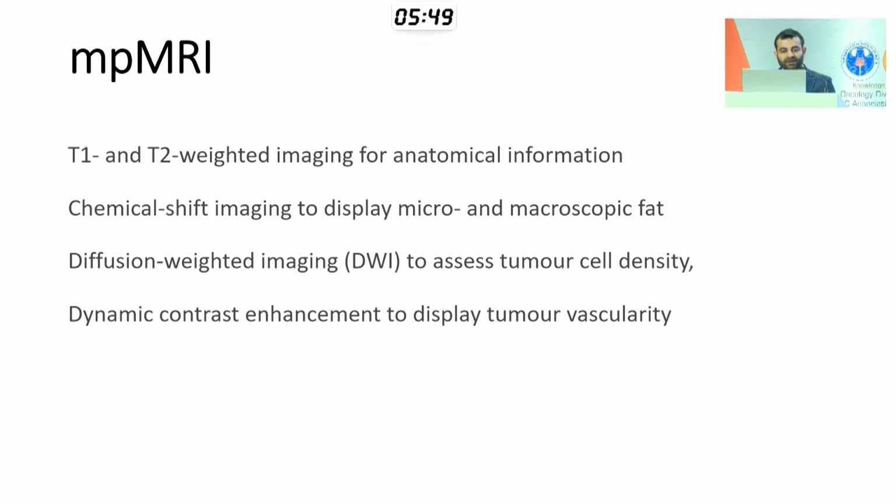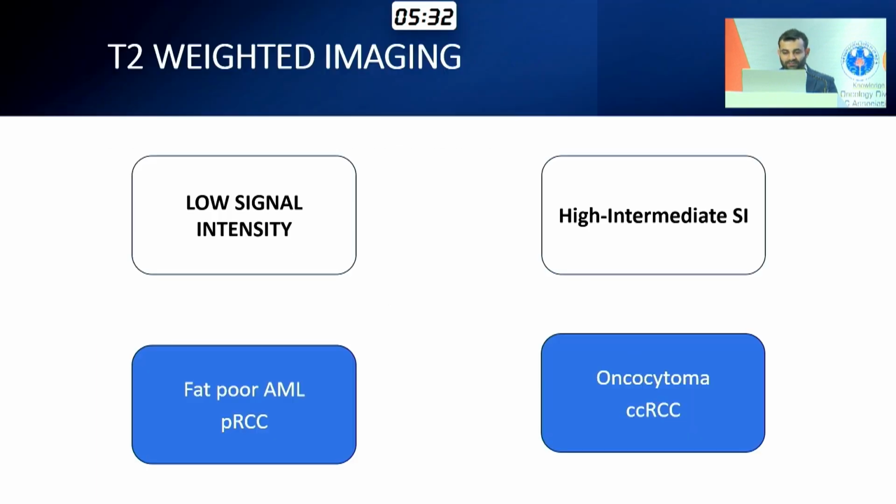Now, just like prostate cancer, there are algorithms for differentiating renal masses, and there are certain protocols described for multiparametric MRI, in which T1 and T2 phases are done for anatomical information, chemical shift imaging is done to display microscopic and macroscopic fat, diffusion weighted imaging is done to assess tumor cell density, and contrast enhancement is done to display tumor vascularity.